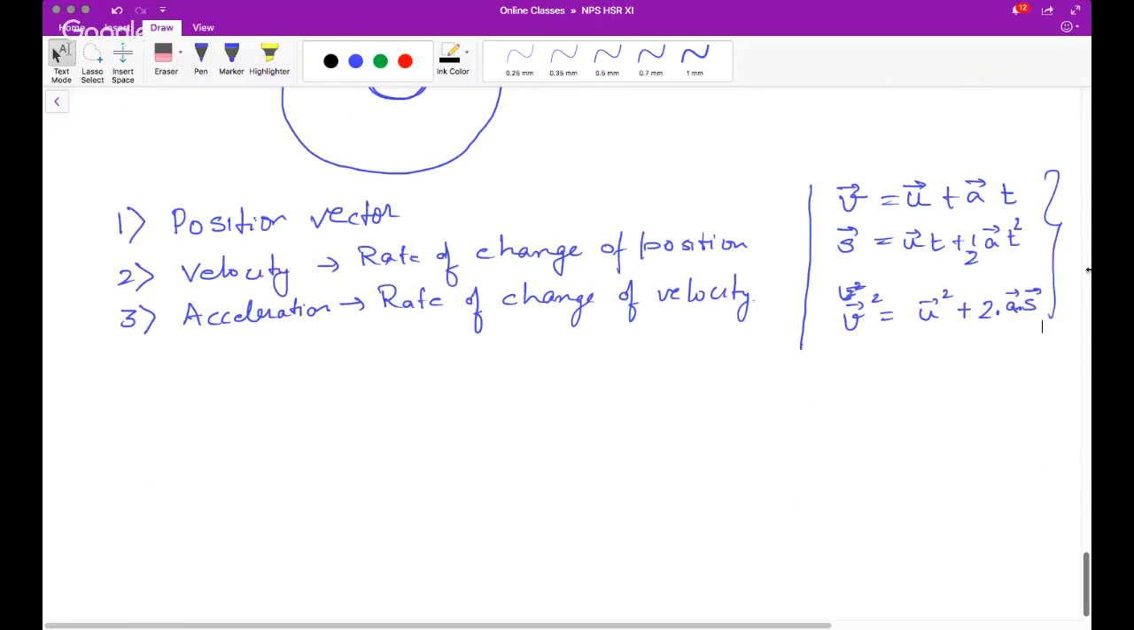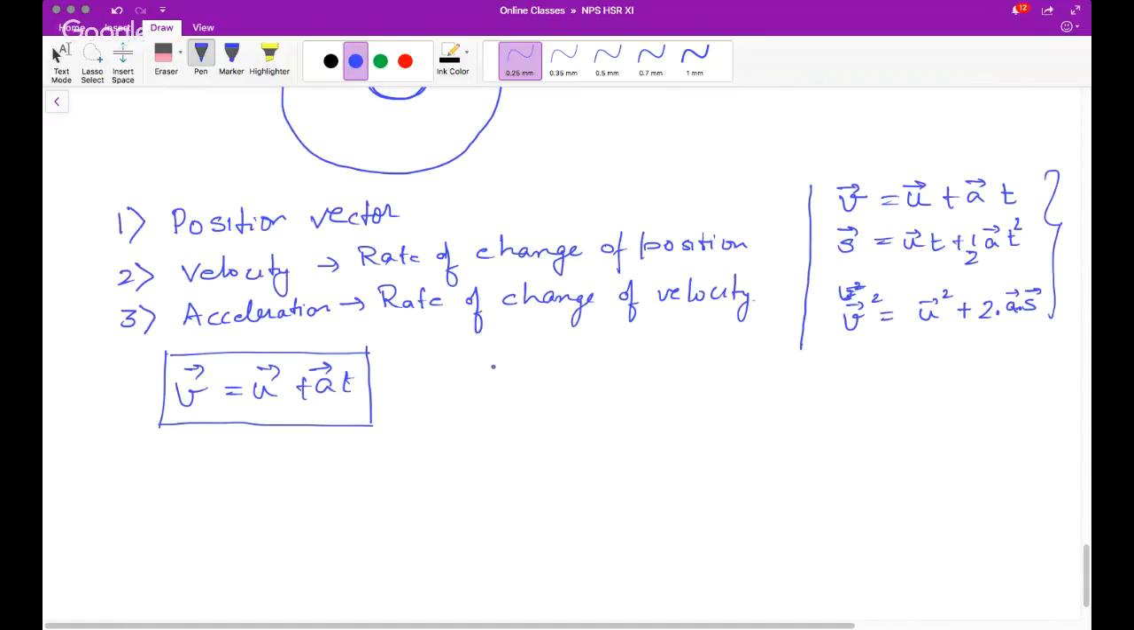But now, since we are dealing with vector motion in 2 dimensions, we have to be very cautious and use vector equations only. So how do we proceed from here? Let's say we have to use v is equal to u plus at. Let's analyze one equation, and then you will understand how to use the other ones.